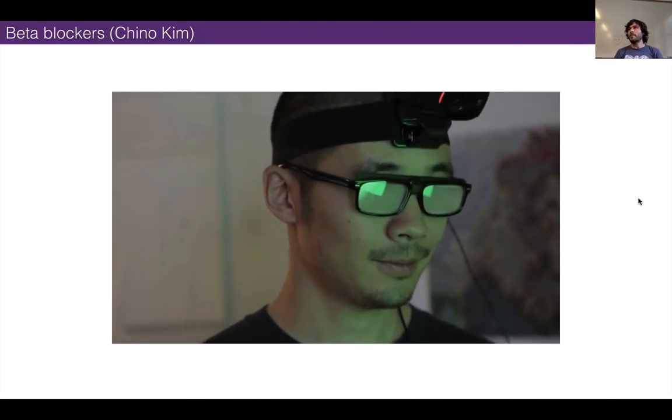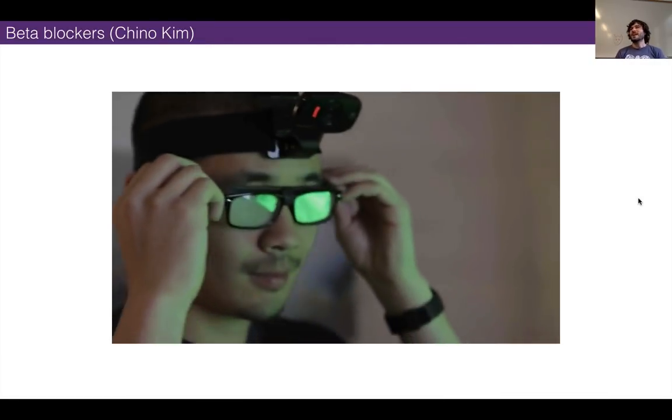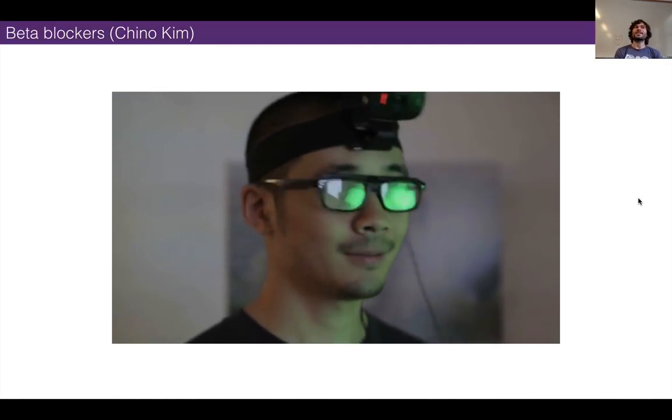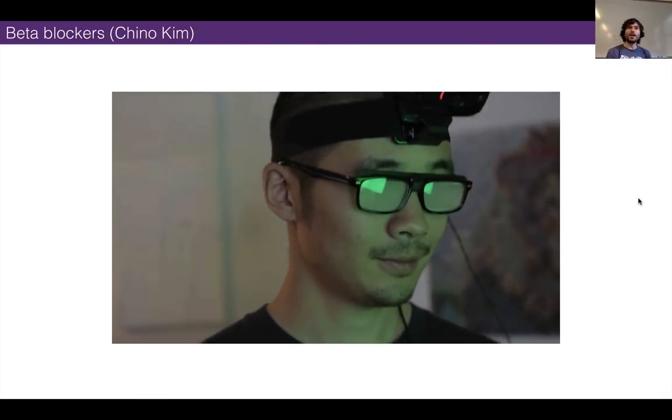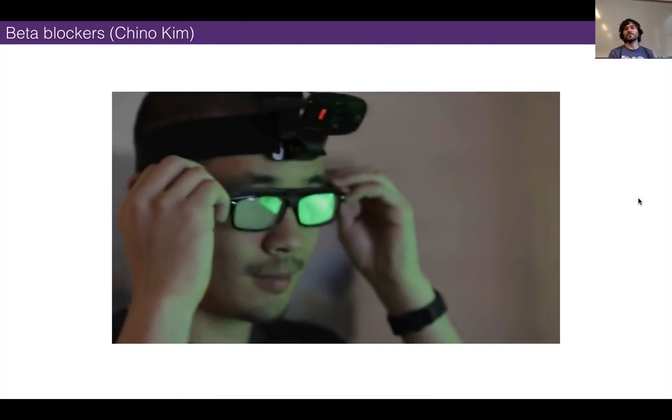Anyway, he did this really neat thing where he has these beta blockers. These are glasses that can be made to fog up. And so he trained it to detect screens, like computer screens. Anytime that camera sees that he's looking at a screen, like a computer screen or a smartphone, the glasses fog up, right? So don't wear them while you're driving.